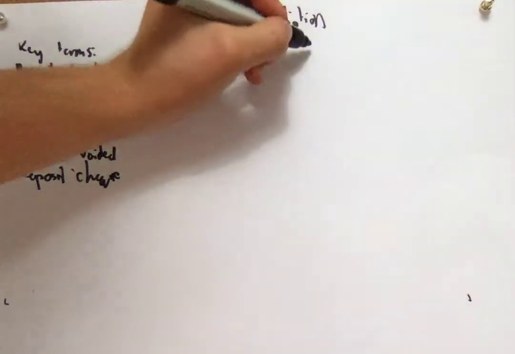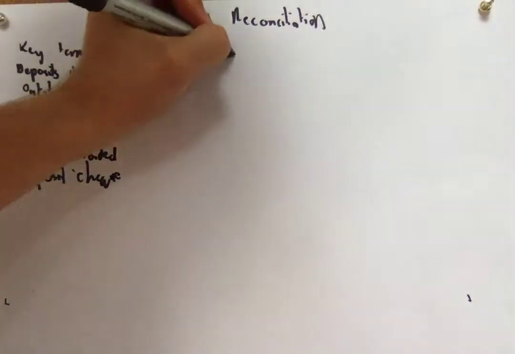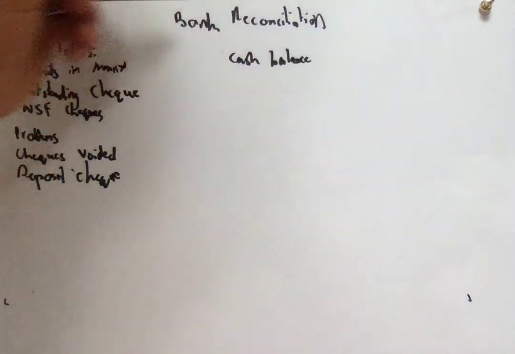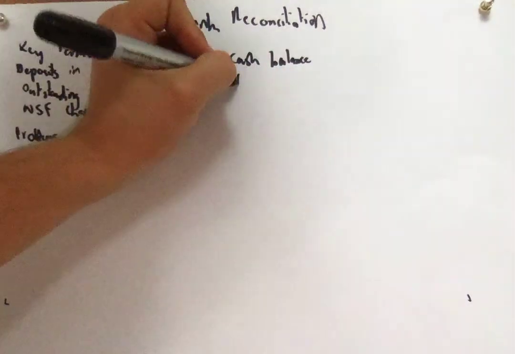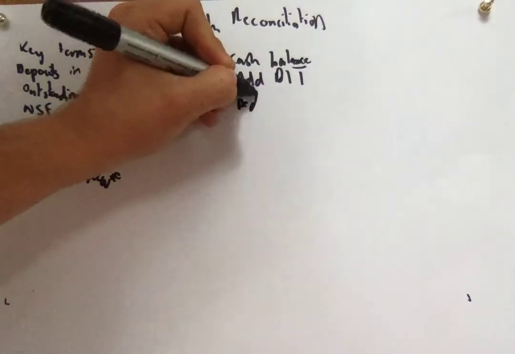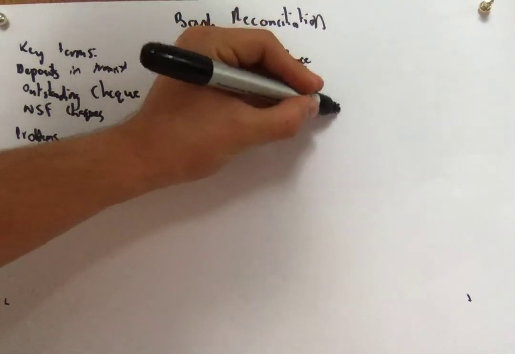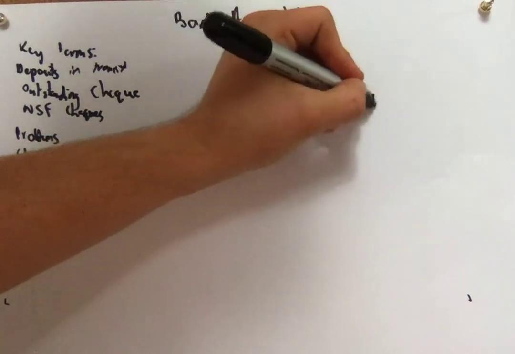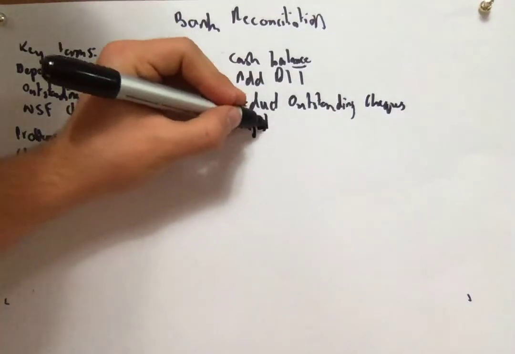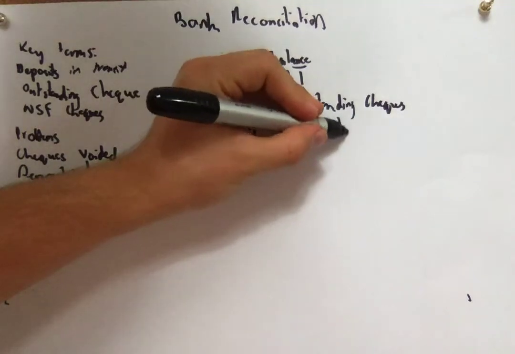Well, first we write the title and the month ending. Then we begin with the cash balance at the beginning of the month. We add deposits in transit. We deduct outstanding checks. And we record the adjusted cash balance for the bank statement.